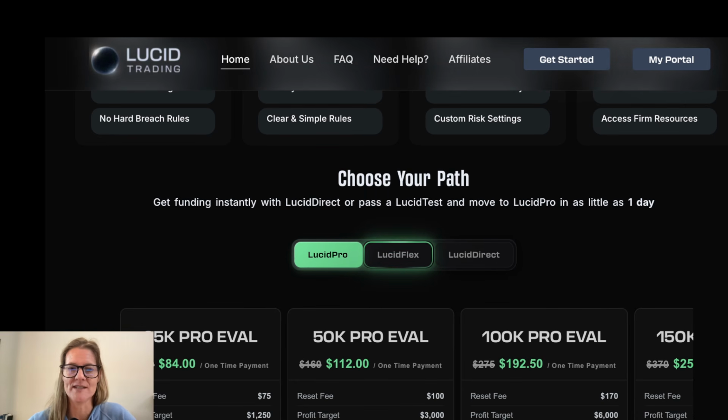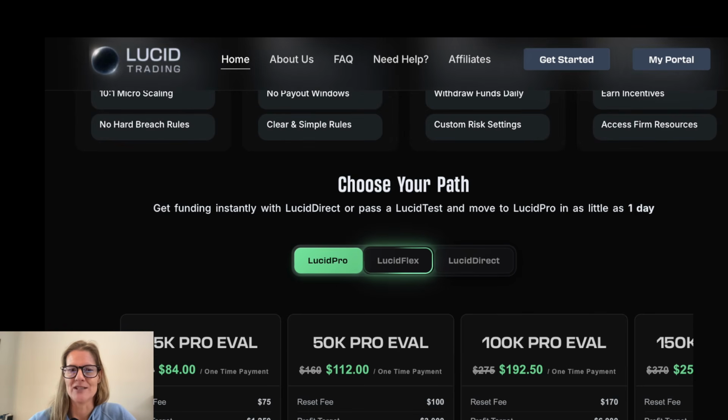First things first, I will tell you just a housekeeping thing. They got rid of the Lucid Test naming just for simplicity now that they have two evaluation accounts. So now they're just calling it the Lucid Pro eval and the Lucid Flex eval, and then there's the funded stage for both of those. So, all right, let's dive into the rules.